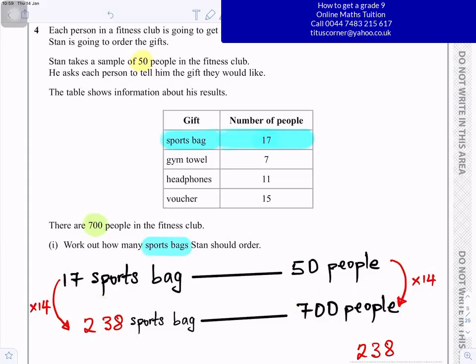Now we do the same to the left-hand side, times by 14. So 17 sports bags times 14 will give us 238 sports bags. So for 700 people, you need 238 sports bags.